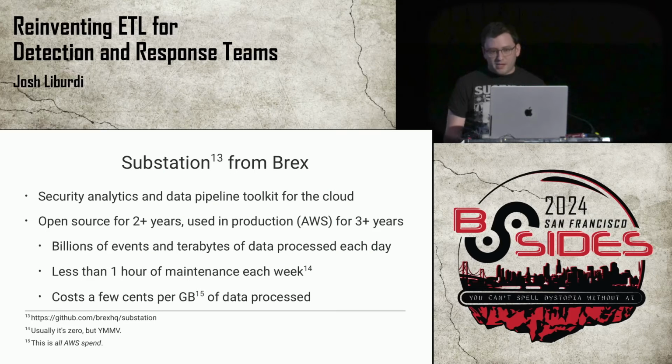So at Brex, I've worked on a project called Substation for a few years now. We've been using it in production for over 3 years. It's been open source for over 2 years. I'm not going to read everything on this slide to you. I will say that what's written here is no BS, and this solution is a fraction of the cost of similar vendor solutions you're going to see at RSA.